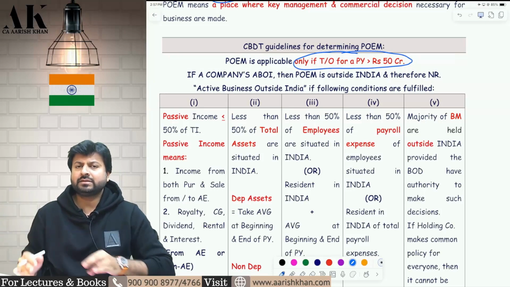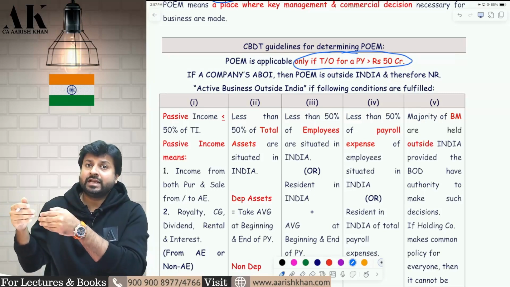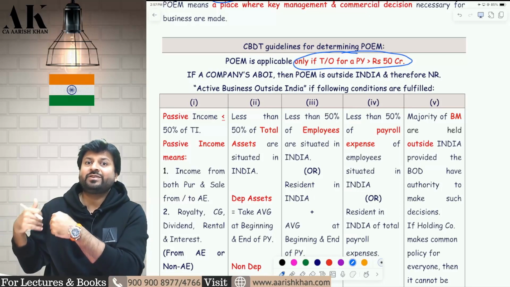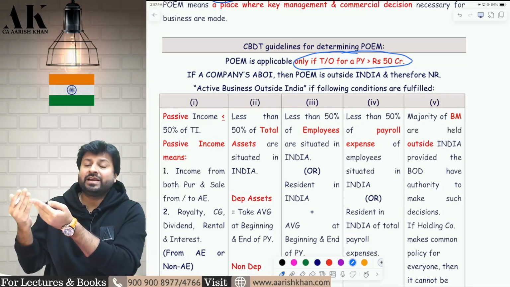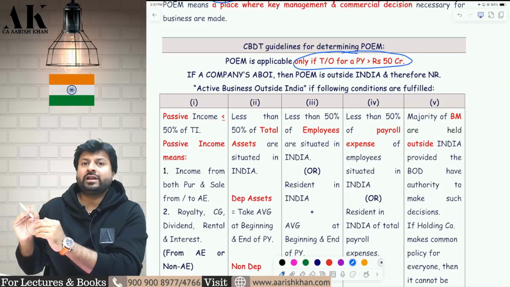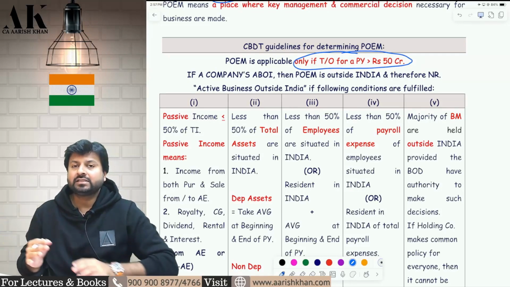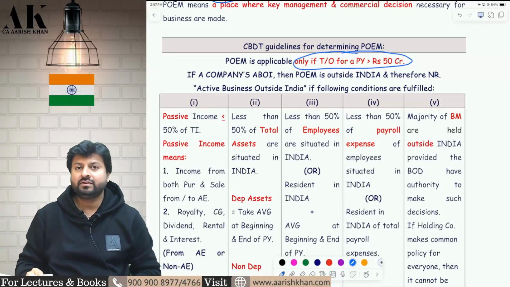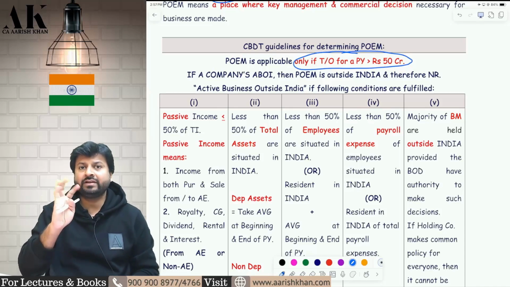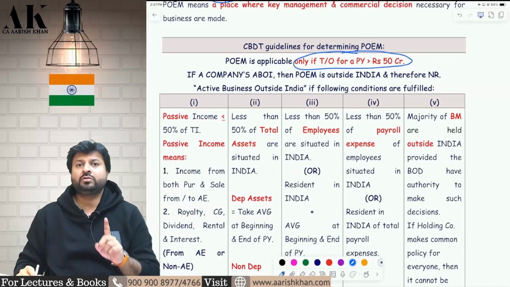So what am I supposed to do, sir? Again I am saying, if your active business is outside India, then your POEM is outside India, and if your POEM is outside India, then you are by default non-resident. You have to fulfill some conditions if you want your active business to be called outside India. So how many conditions are we supposed to fulfill? For that, the government has given 4 monetary conditions and 1 general condition. Total 5 conditions you have to fulfill if you want to become a non-resident.